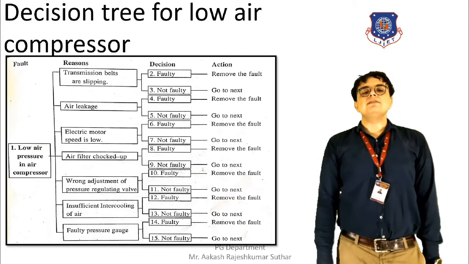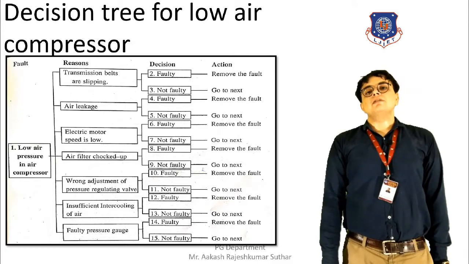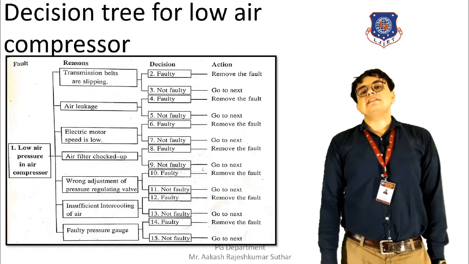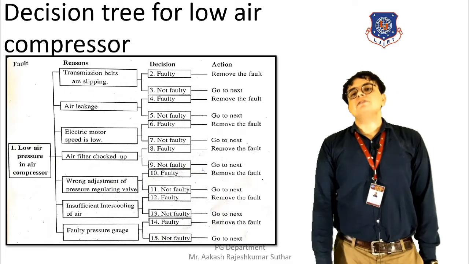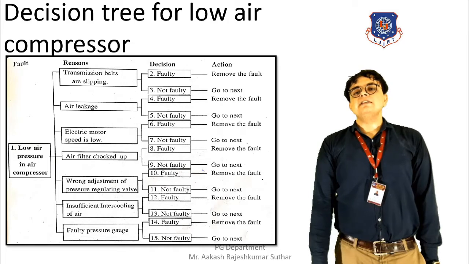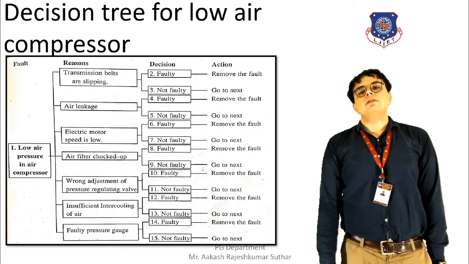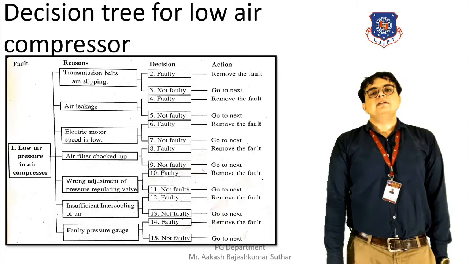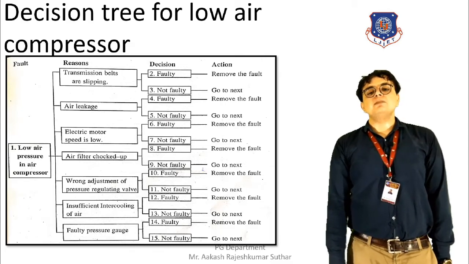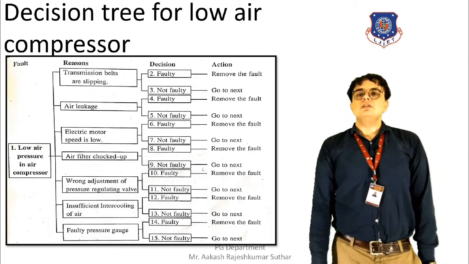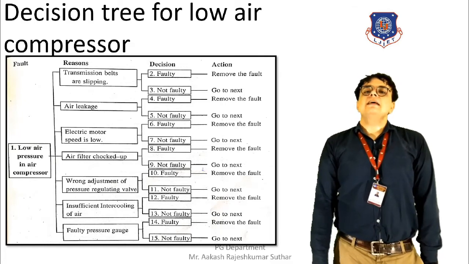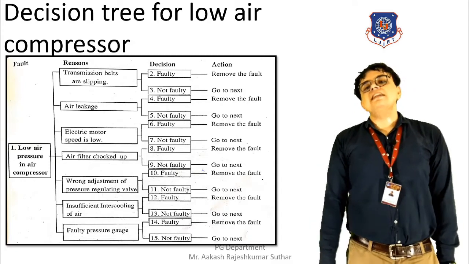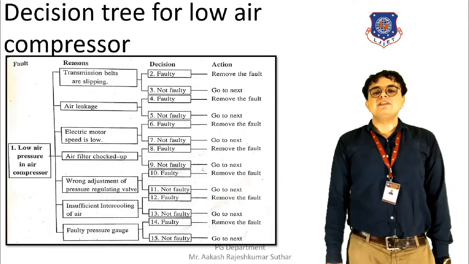So the next reason will be the electric motor speed is low. If the electric motor speed is actually found low, then we should take the decision as faulty. Means the fault has occurred because of this only, and the corresponding action required is to remove the fault. But if the electric motor speed is not found low, then we should write it as not faulty, and we should move towards the next reason. Next reason is the air filter choke up.